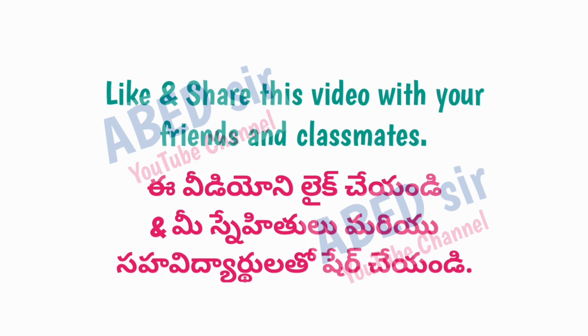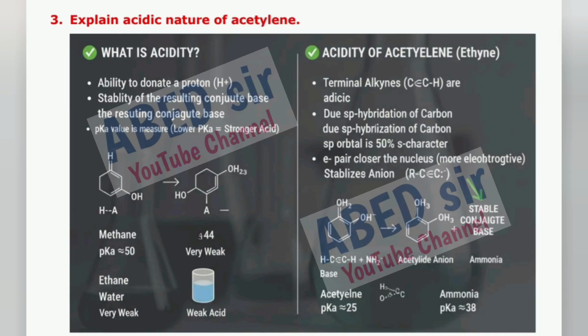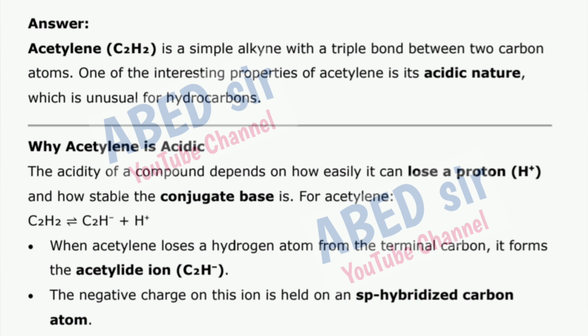Next important long question is: 3. Explain acidic nature of acetylene. Answer: acetylene, C2H2, is a simple alkyne with a triple bond between two carbon atoms. One of the interesting properties of acetylene is its acidic nature, which is unusual for hydrocarbons.